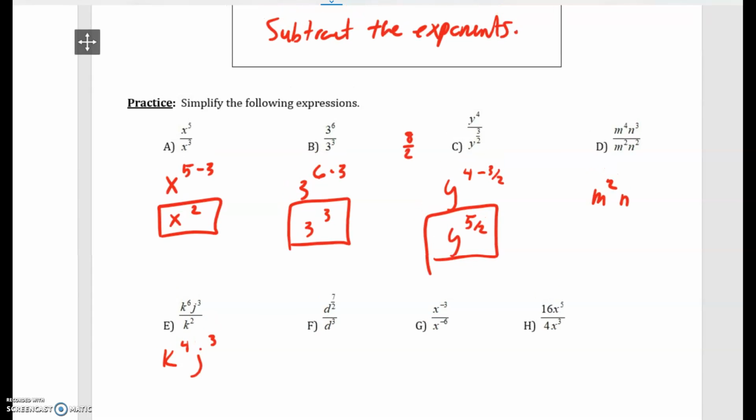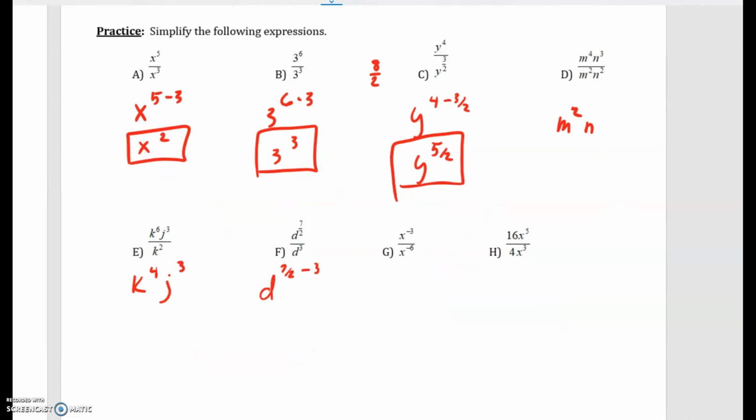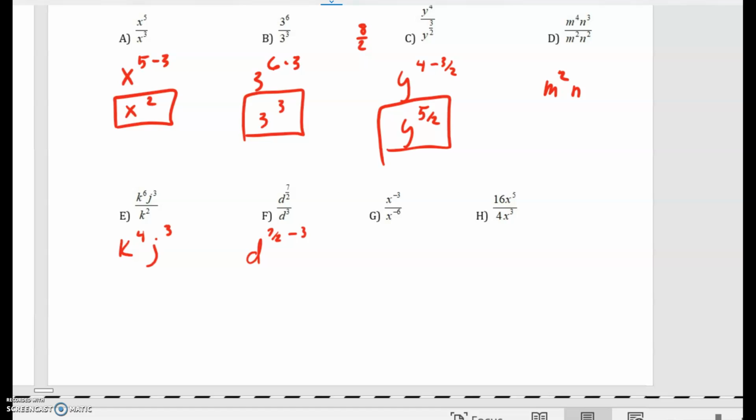All right, letter F. So I have d to the 7 halves divided by d to the 3rd, so I know I can subtract the exponents. So I need to figure out what's 7 halves minus 3. Once again, you can type that in your calculator. I know that 3 is the same thing as 6 halves. 7 halves minus 6 halves is 1 half.